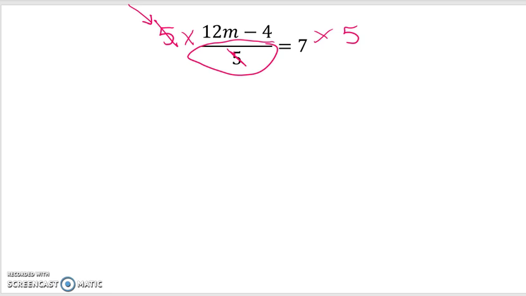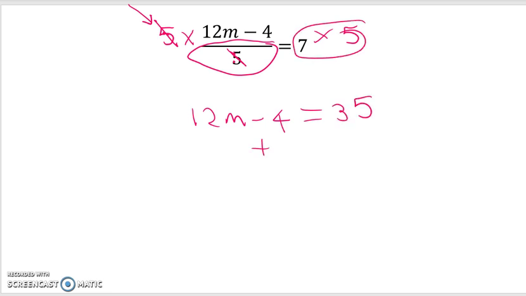So let's follow that setting out. So we're left with then 12m minus 4 because this 5 and this 5 over here have cancelled. And on this side, I've got 7 5s, which are 35. And then it's a nice simple two-step equation. Add 4, gives me 12m equals 39. That's 35 plus 4 is 39.